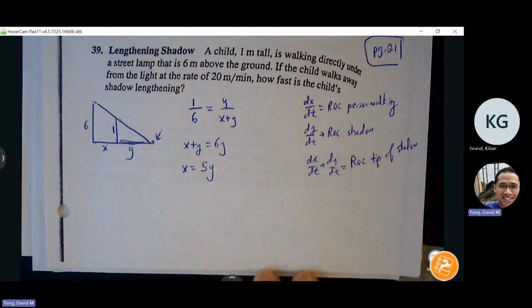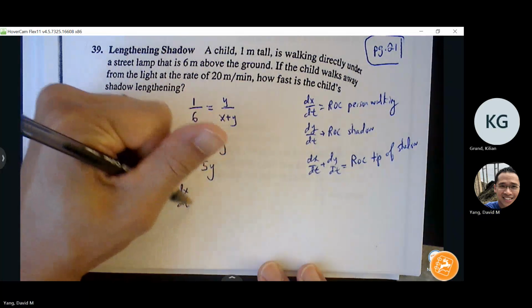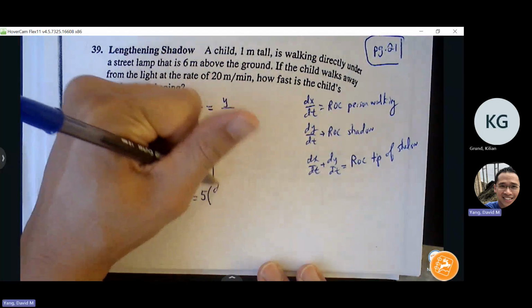Okay, an easy equation for us to find the derivative. X becomes 1 dx/dt. And then 5y becomes 5 dy/dt.